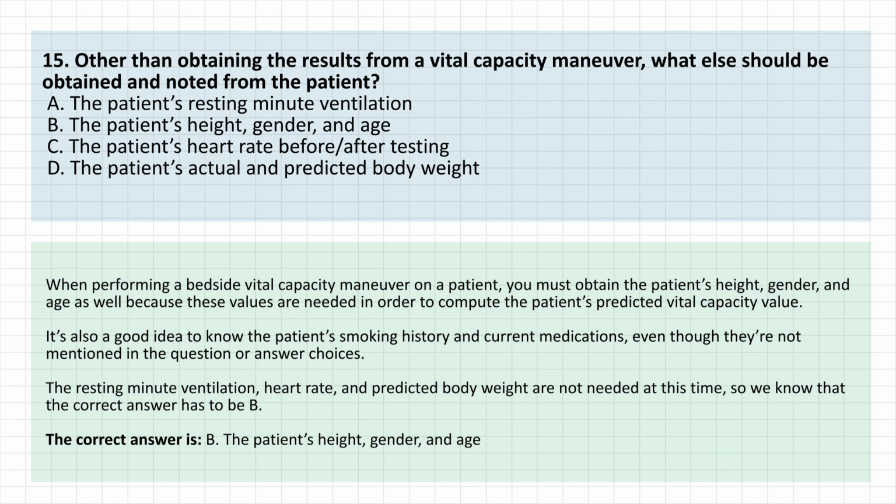The patient's height, gender, and age. When performing a bedside vital capacity maneuver on a patient, you must obtain the patient's height, gender, and age as well, because these values are needed in order to compute the patient's predicted vital capacity value. It's also a good idea to know the patient's smoking history and current medications, even though they're not listed in the question or answer choices. The resting minute ventilation, heart rate, and predicted body weight are not needed at this time, so we know that the correct answer has to be B. The patient's height, gender, and age.